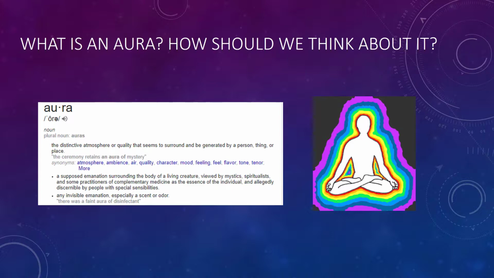Now, I think a lot of us probably think about auras in this way, where this person right here is sitting meditating and they have all the colors about them. But really, an aura is just a distinctive atmosphere or quality that seems to surround and be generated by a person, thing, or place. So in this aspect, the aura of price and the aura of the market is this quality that we're going to look at, this atmosphere. And you can think of each of these colors as one of these auras that is going to be given off by the market. So that's the technical definition.